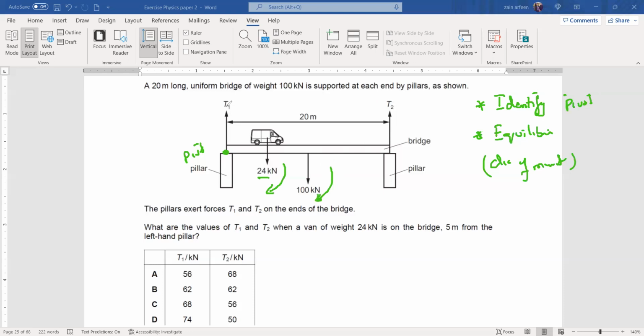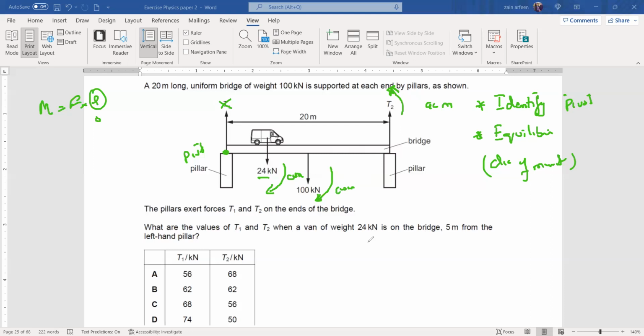T1 is acting on the pivot. So when a force is acting on the pivot, it does not cause any rotation. Why? Because moment is force multiplied by distance. If the distance is 0, this T1 will not cause any turning effect. So we don't have to consider it. This T2 is acting upwards. So which direction will it try to cause a turning effect? Anti-clockwise. This will produce an anti-clockwise moment. This will produce a clockwise moment. This will also produce a clockwise moment.